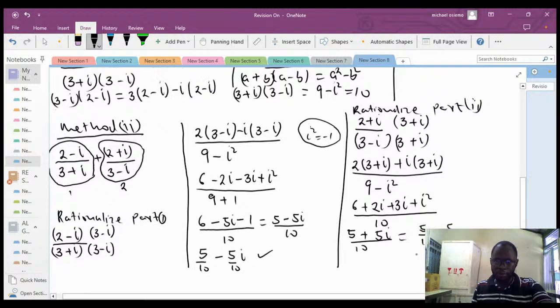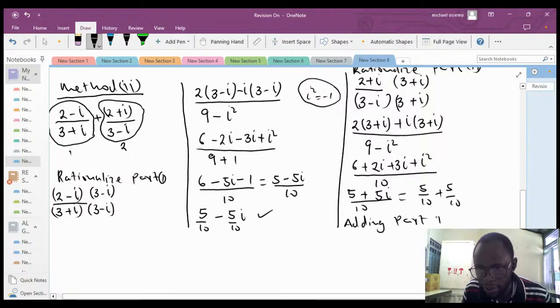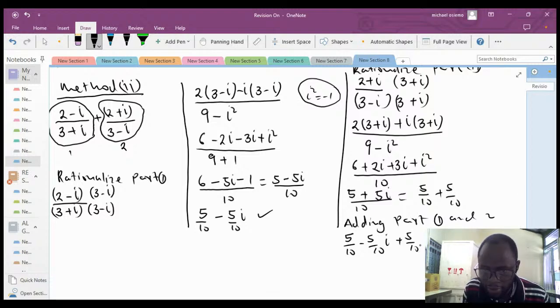So we can now put the two of them together. So adding part 1 and 2. So we're going to have 5 over 10 minus 5 over 10 I plus 5 over 10 plus 5 over 10 I, like that. So this one, the imaginary parts will go, and you're going to have 5 over 10 plus 5 over 10, which would be equal to 1.